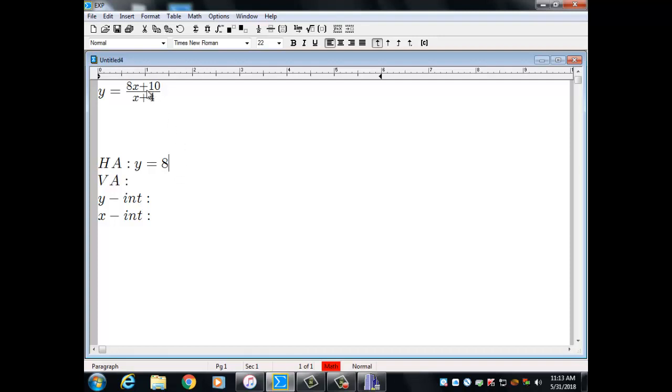All right. Now, why do we know it's y equals 8? Because they're the same exponents top and bottom, so you just choose the numbers in front. What's the vertical asymptote? X equals negative 4, right? X equals negative 4 because we set the bottom piece equal to 0.